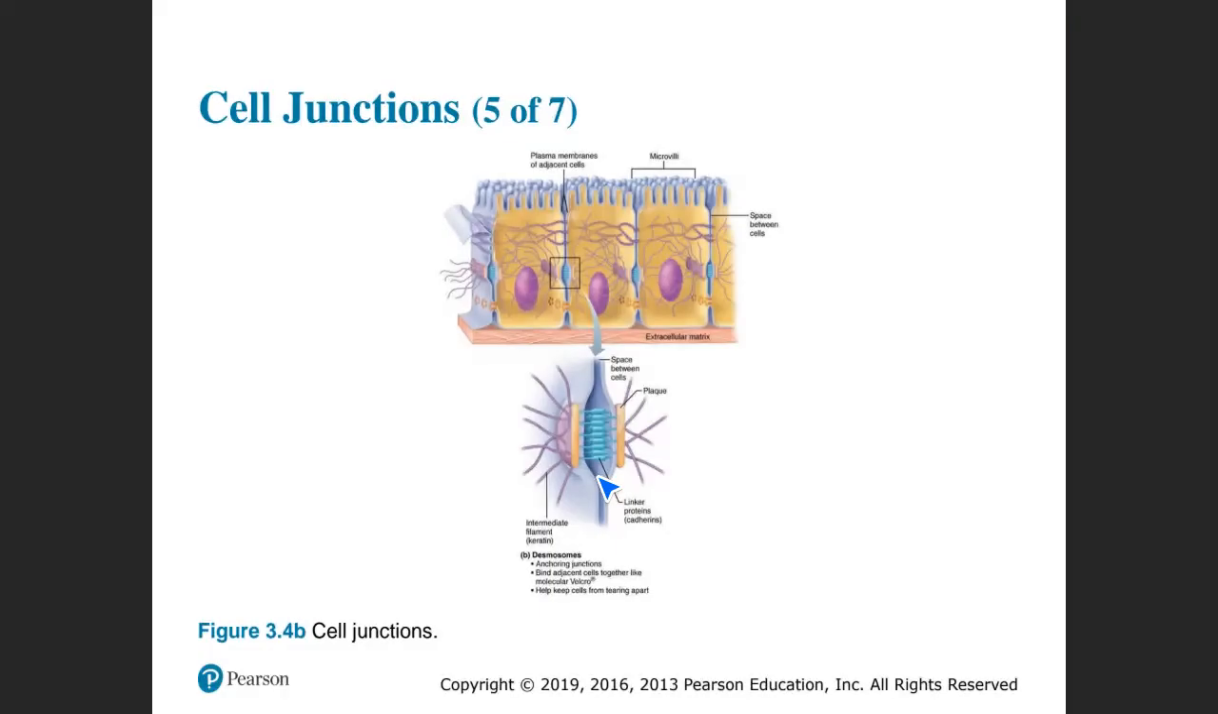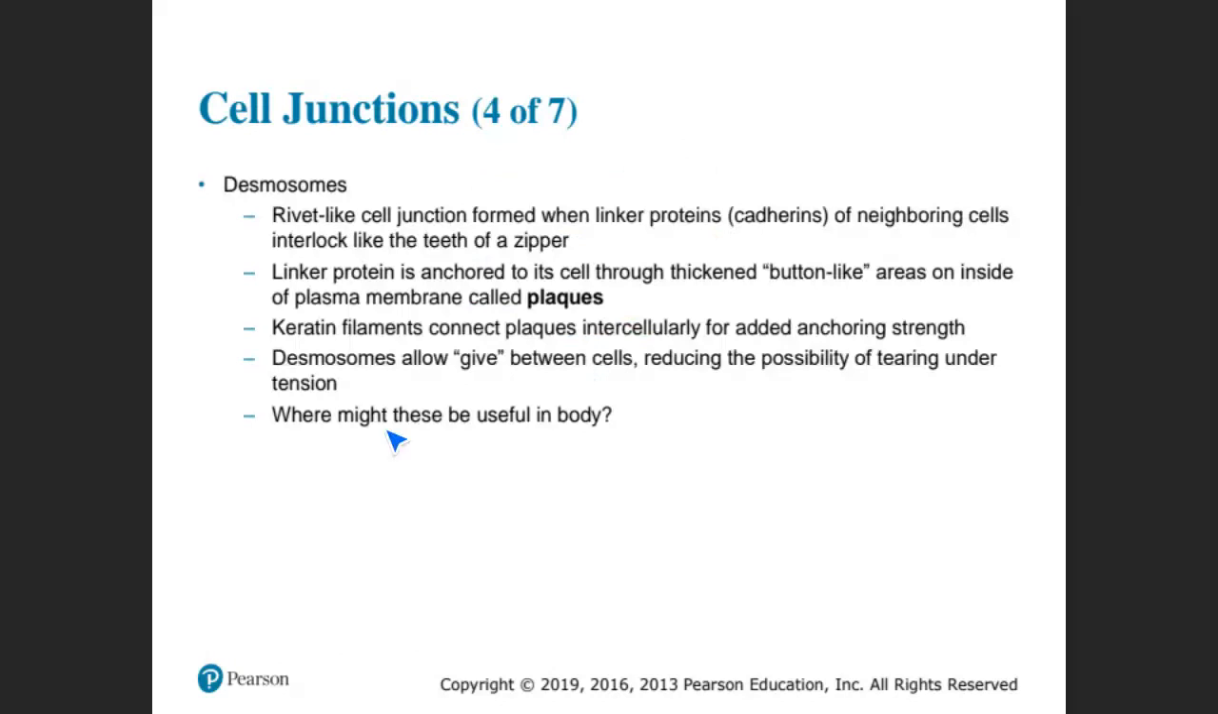Now, what's the purpose of this structure? Well, it provides a lot of mechanical strength and resistance to abrasive forces. And so we find desmosomes in different areas of the body, but especially in places like the skin, where it reduces the likelihood of tearing that tissue because of stress or twisting or tension.